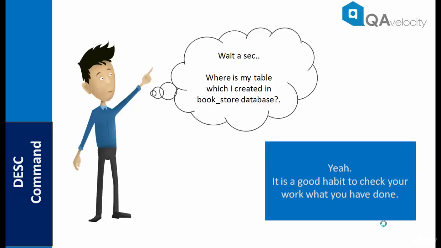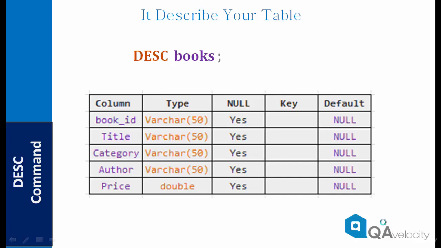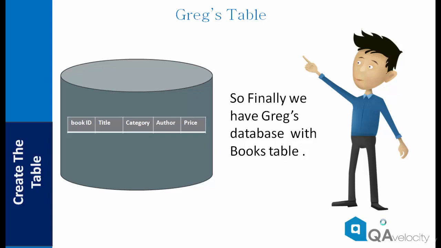Wait a second, where is the table which we have created in the bookstore database? Yeah, it's a good habit to check your work. To see the structure and details of your table, SQL provides a command DESC, which stands for describe. You just need to write DESC and the name of the table. In our case, the table name is books. If you see the description, it has the column names, the type of data that column is using, whether that column can have a null value, or if a key is defined for that particular column. And finally, whether that column has a default value defined for it. Don't worry about new words like keys or null right now. We'll talk about each of these in the following chapters. So finally, we have the bookstore database with the books table in it.